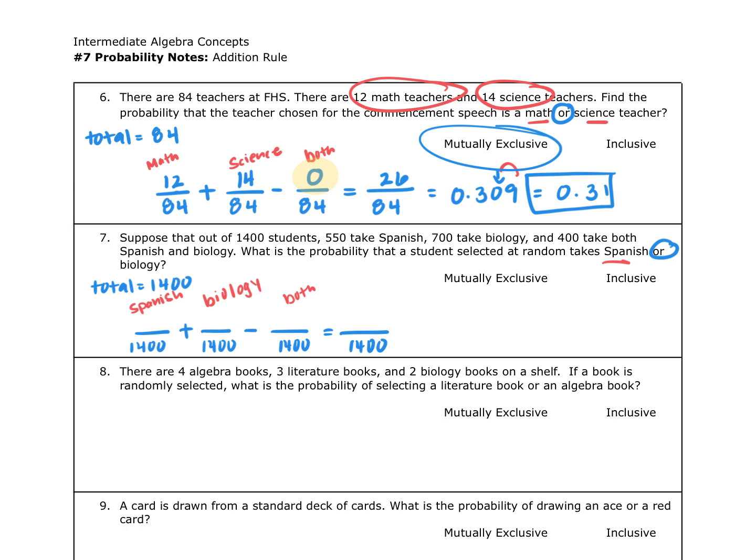Okay, so I'm going to go back up. The first thing I'm looking for is Spanish, and it says 550 take Spanish. So this first one's going to be 550. Okay, the next one it's asking about is biology. So let's read about biology, and it says 700 take biology. So this one's going to be 700.